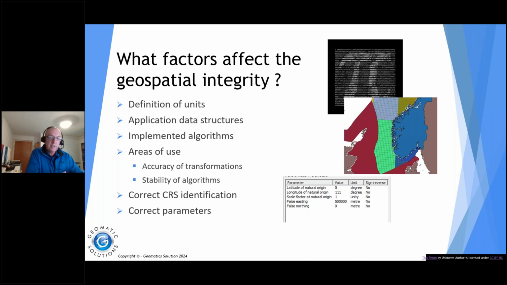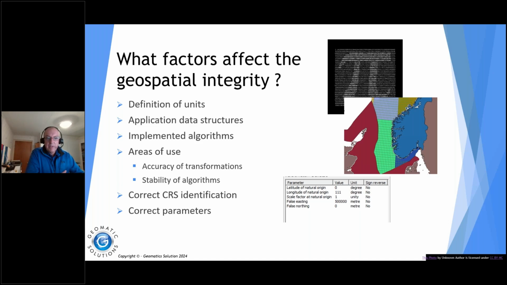You're also going to see the application data structures coming into this. How am I storing my CRS definitions in my application? Am I storing everything that I need? Am I storing this as well-known text, for instance? By some, it could seem like a very good idea to do that, but eventually you'll find that you are lacking smaller pieces that you actually need.